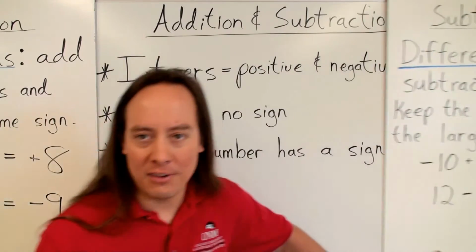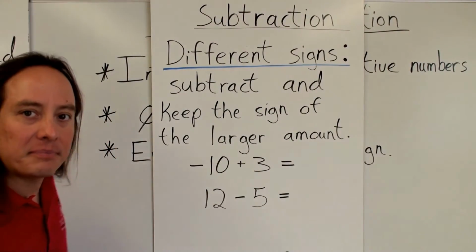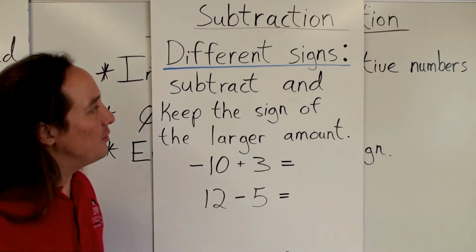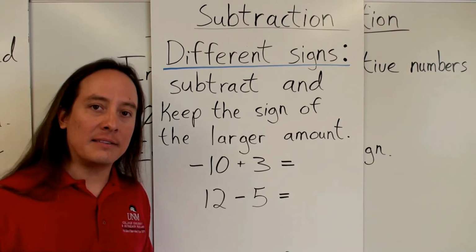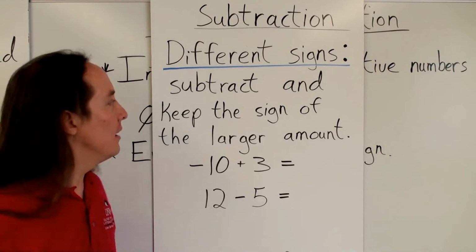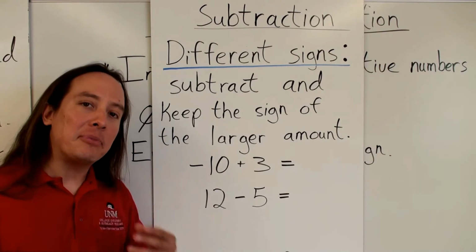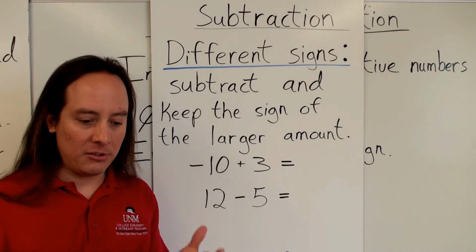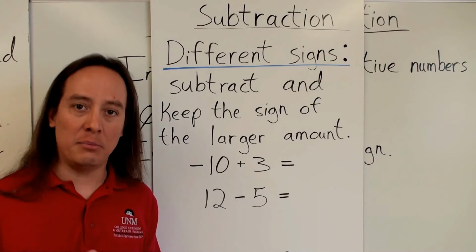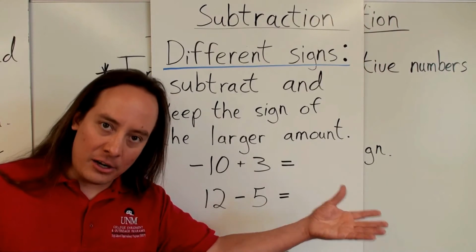All right, so what do you think subtraction is going to be? Being that subtraction is opposite of addition, well, you probably guessed it. Subtraction is when the signs are different. So when we have different signs, that's a clue to us to subtract. So different signs, subtract, and we keep the sign of the larger amount. Okay, so we have two numbers, one's positive, one's negative, whatever. The bigger one will keep the sign in your answer.